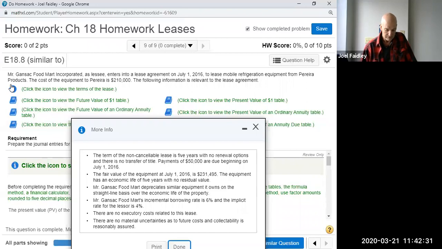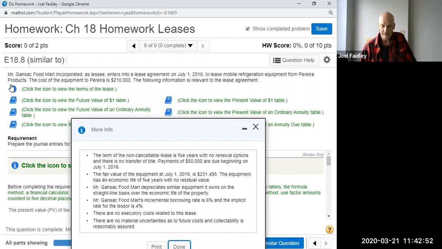Economic life, 5 years. Five divided by five, so it's a capital lease. Look at the borrowing rate, 6%, 4%. You always use the lower, 4% for 50,000. 231, again, 231 is the fair value of the equipment.